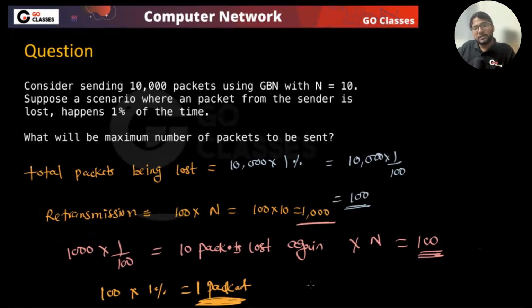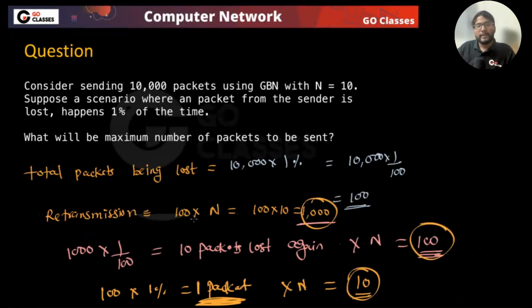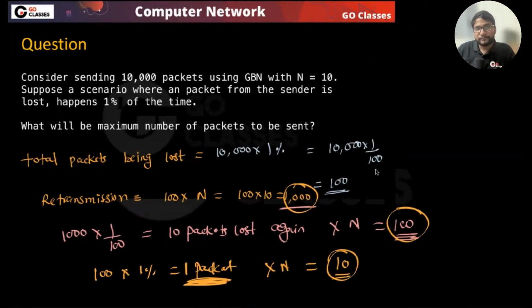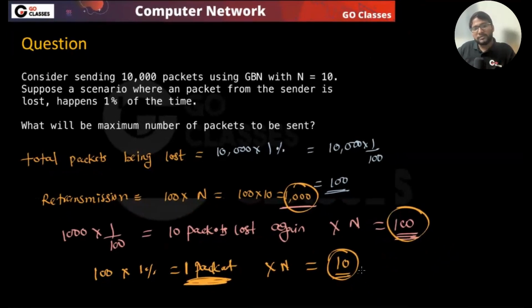How many packets? Into n, 10 packets, right? 10 packets. So first 1000, then 100, then 10 packets you need to transmit again. Then 1% of this will be again lost. So what is this number? 1% of this will be 0.1 only. So that will be lost, which means I can say just 0.1 packet or just one packet will be lost. So if you send that again, then okay, that 0.1.